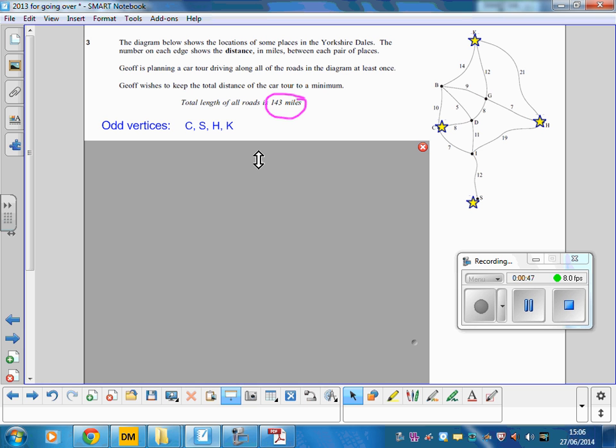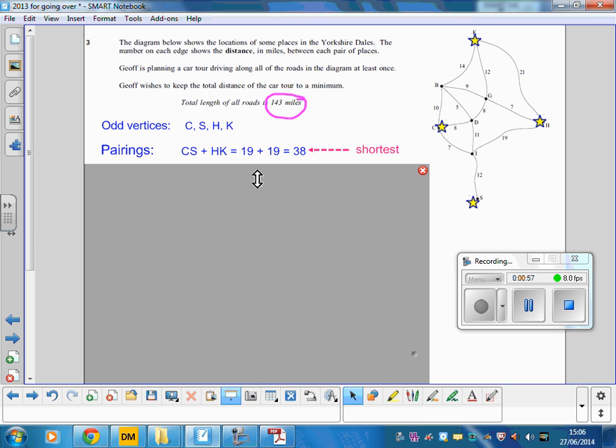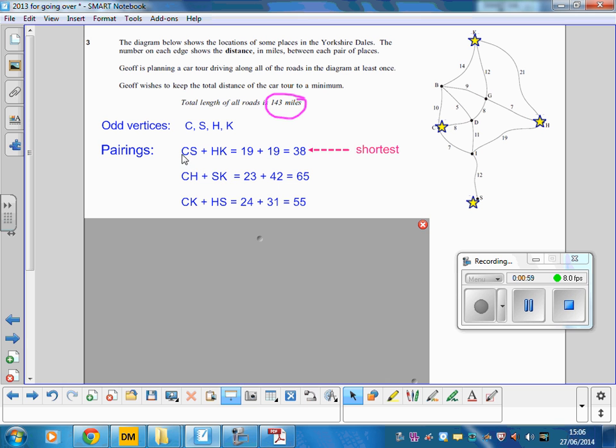And then what we need to do is split those 4 into pairs. So 2 vertices plus another 2. And there are 3 ways of doing this when you've got 4 odd vertices. So there I've written them down. I've paired CS and HK, CH and SK, CK and HS.